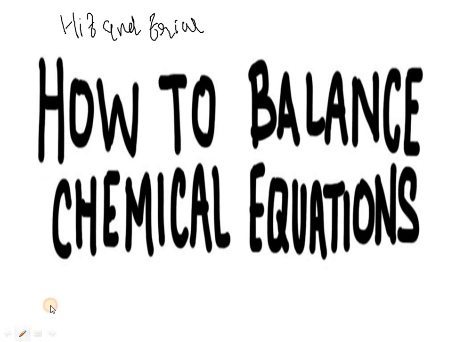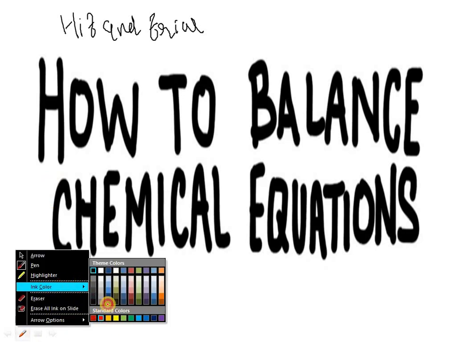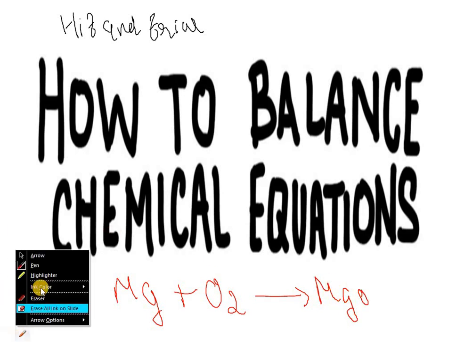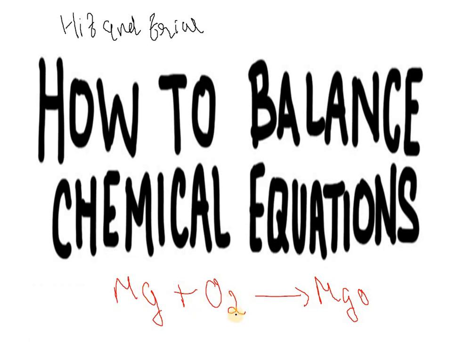That means consider the equation that we considered earlier, that is, magnesium burns in oxygen to give magnesium oxide. In this equation you can see that oxygen on the reactant side is 2 and oxygen on the product side is only 1.